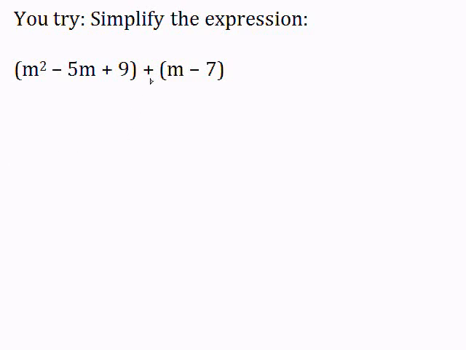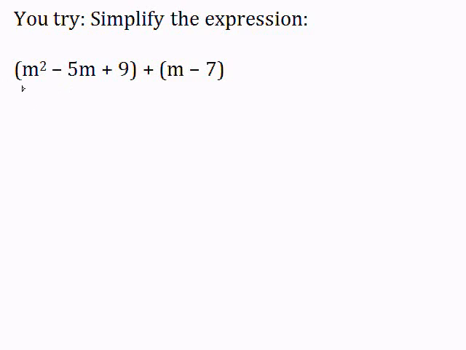For this example, you'll notice that there is a plus sign between two sets of parentheses. You'll also notice there are no numbers outside of the sets of parentheses. This means the parentheses are not necessary for this problem. We can simply start combining like terms.